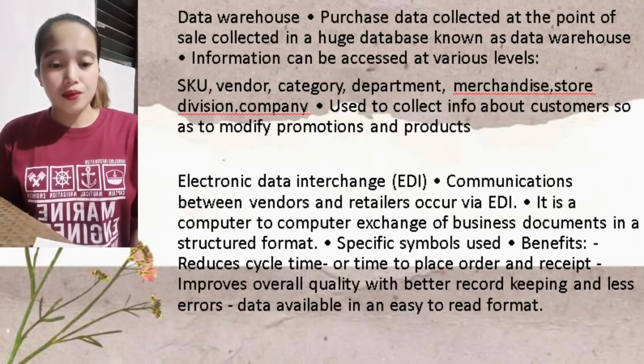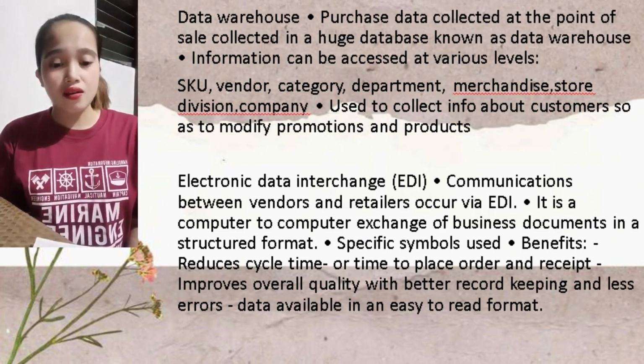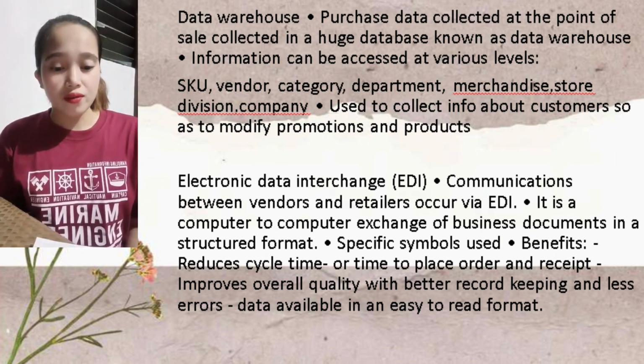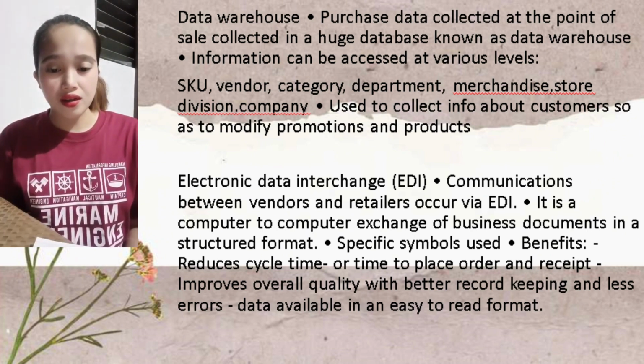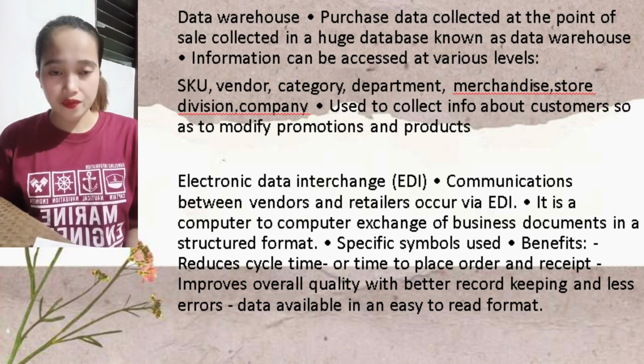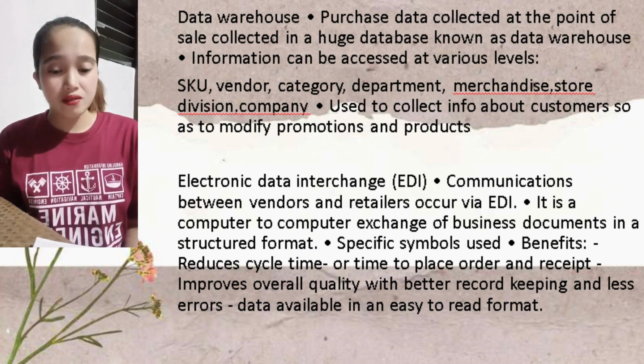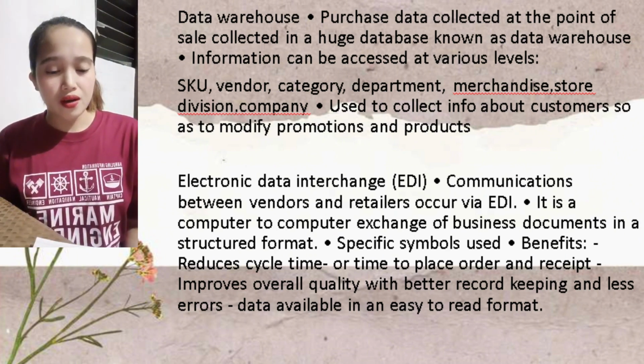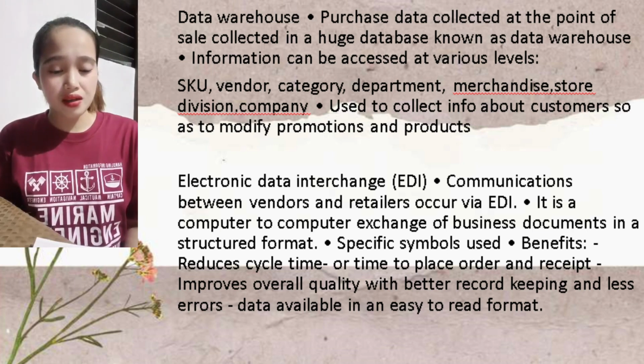Data warehouse. Purchase data collected at the point of sale is collected in a huge database known as a data warehouse. Information can be accessed at various levels: SKU, vendor, category, department, merchandiser, store, division, company. It is used to collect information about customers so as to modify promotions and products. For example, a data warehouse might combine customer information from an organization's point of sale systems, its mailing list, website, and comment cards.